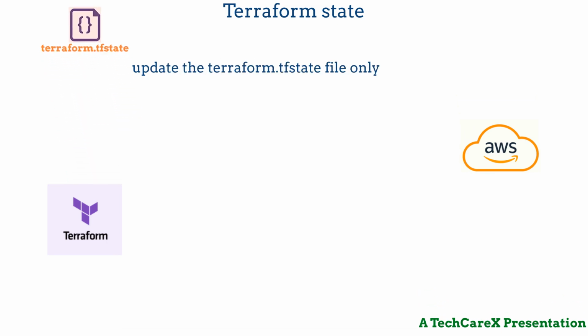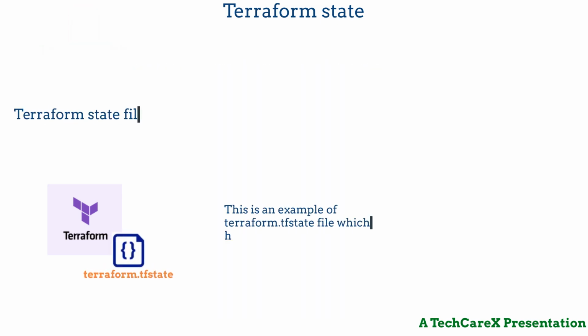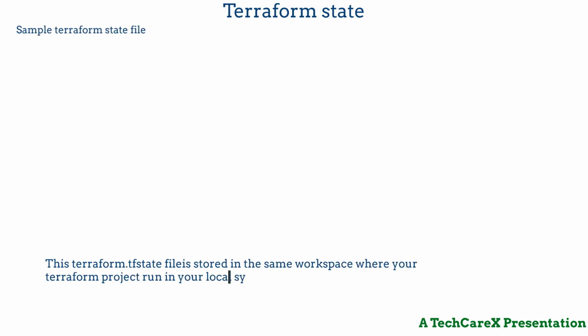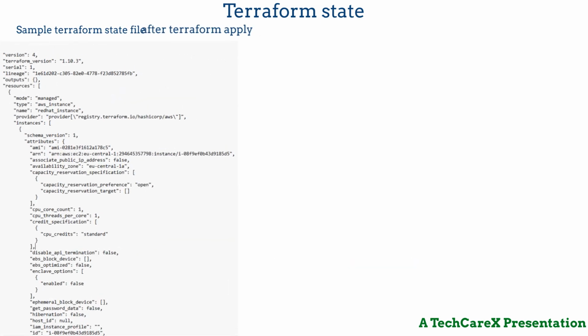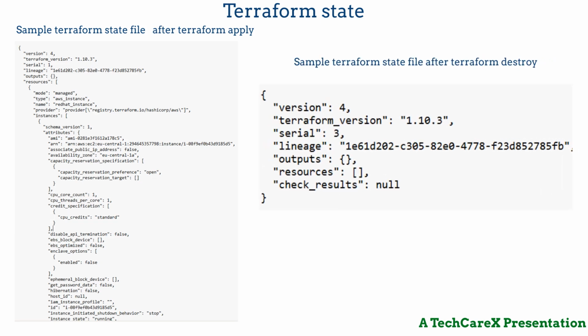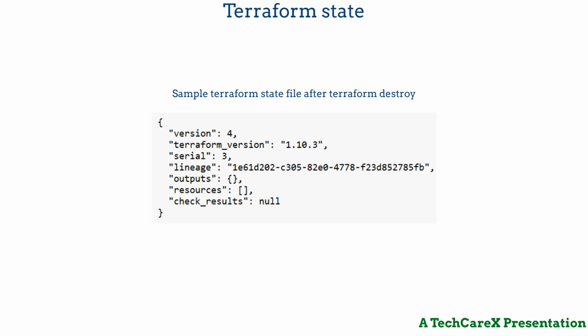state of the infrastructure. The Terraform state file is created in the form of metadata and stored in the local Terraform workspace. This is an example of a state file after successful execution of terraform apply, and this one is the same file changed after destroying the infrastructure.